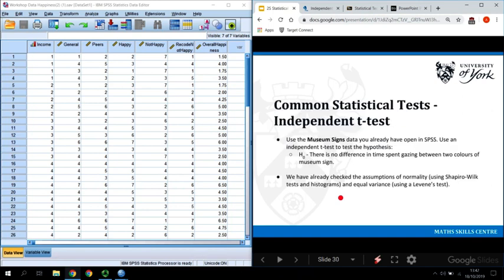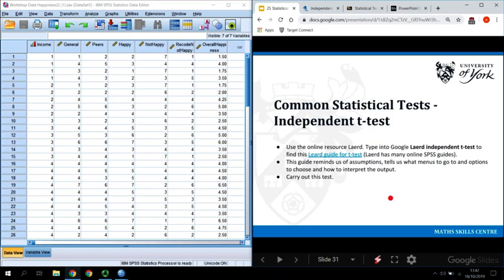The first test we'll do is an independent t-test. That's the test we need to analyse our museum signs data that we've already got open in SPSS. The hypothesis we're going to test is that there's no difference in the time spent gazing between the 2 colours of museum signs. And if you remember, we've already checked the assumption of normality using those 2 Shapiro-Wilk tests and looking at the histogram. We've also looked at the equal variance test, the Levene's test.